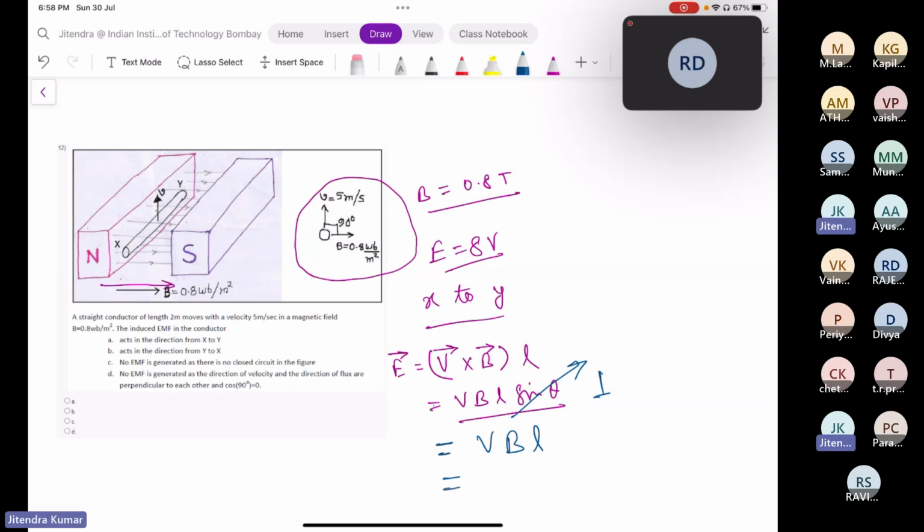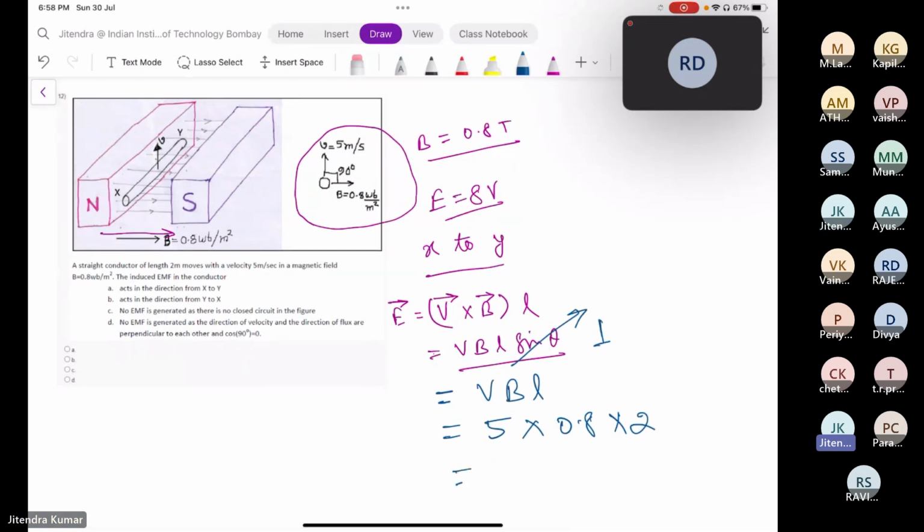V is given as 5 meter per second, B is given as 0.8 Tesla, and L is given as 2 meter. So 10 into 0.8 will be 8 volt. So Rajesh was correct. 8 volt is the answer.